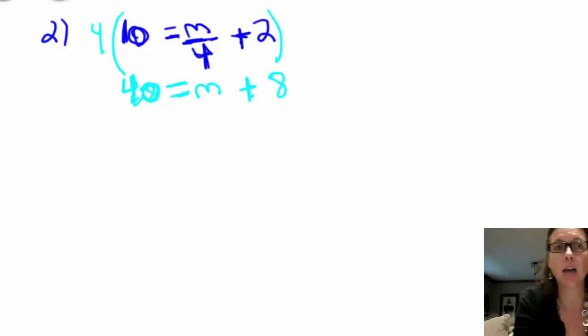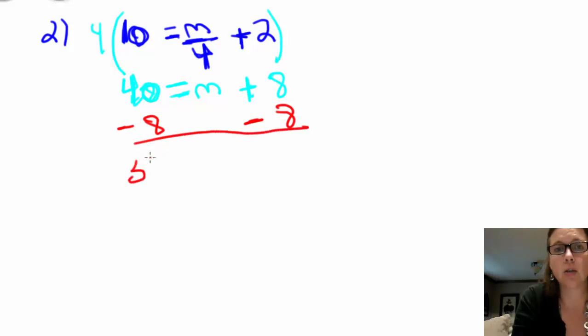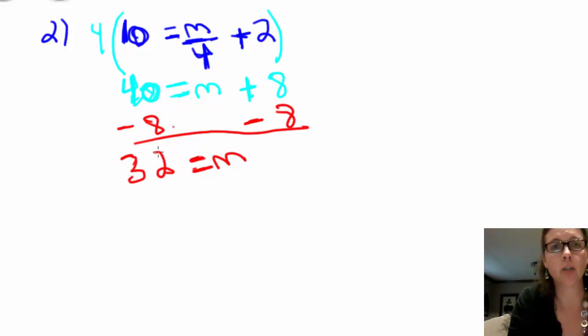Okay, so now you're really only left with one step. So then we subtract 8. So 40 minus 8 is 32. 32 equals m. Okay, and you're done with that. Now, if you don't like multiplying at the beginning, you could have just subtracted 2 and then multiplied by 4, and you would have gotten the same answer.